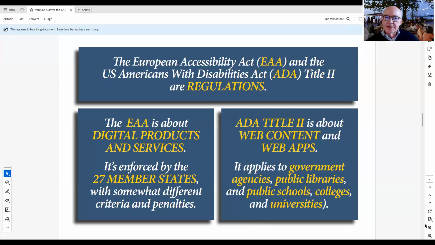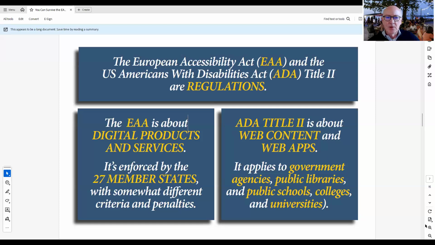ADA Title II, in contrast, is about web content and web apps, and it's got a more public sector focus. So publishers might think, well, that's not about us. Well, yes, it is about you, because it applies to government agencies, public libraries, public schools, colleges, universities. And if those are customers or potential customers of yours, you're going to have to get your products accessible, because they're obligated by ADA Title II, which takes effect at the end of April 2026.